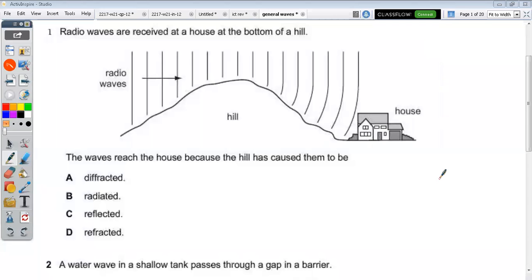So what do you think, Valerie? What do you think will be the answer? What concept? Or Joanna, what concept is that?